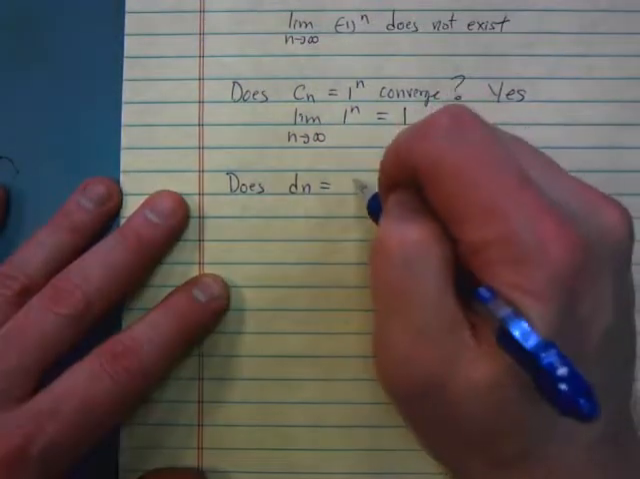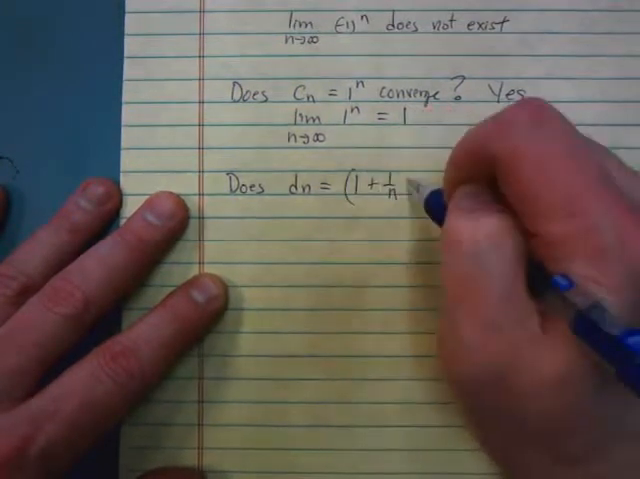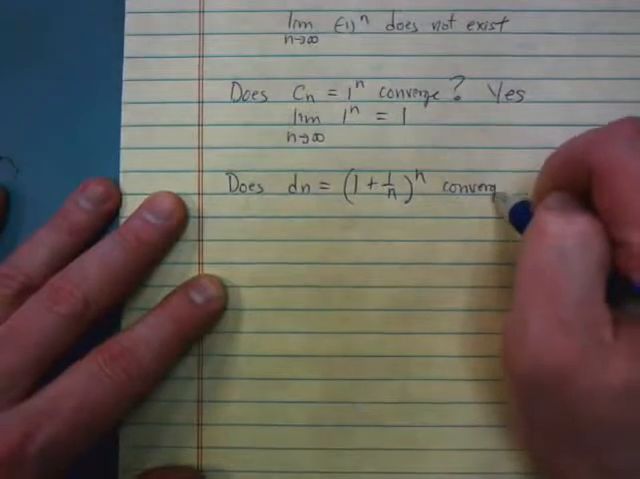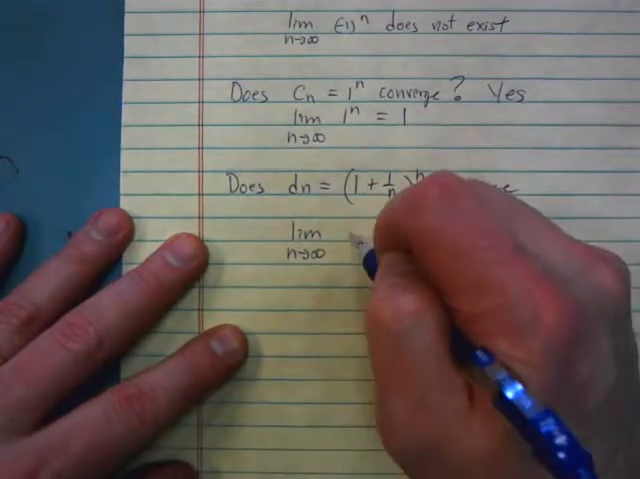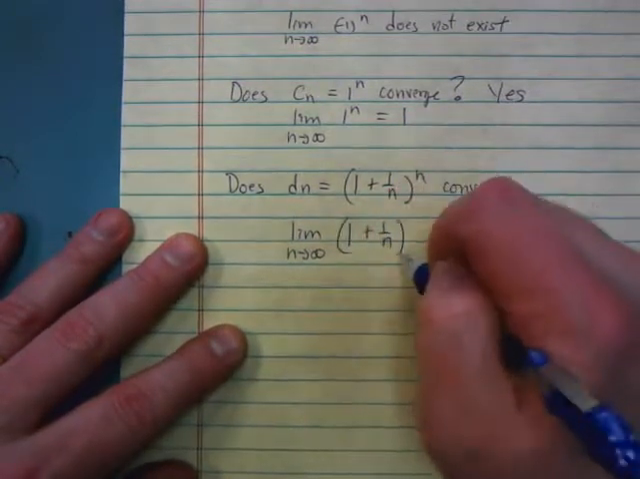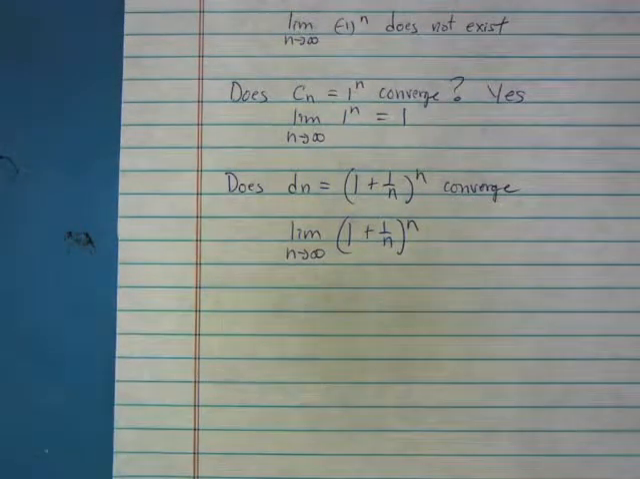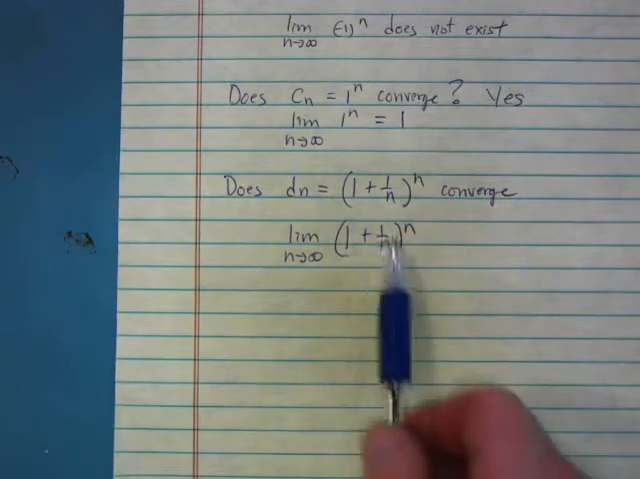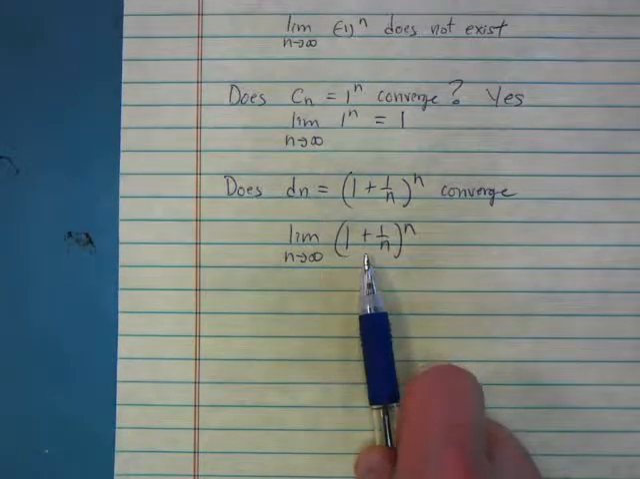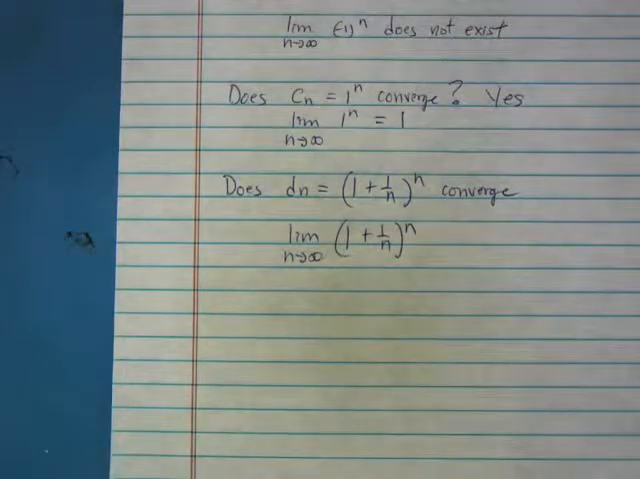Does d sub n equal 1 plus 1 over n, to the n, converge? So now we're in a slightly different situation. Now I have the limit as n goes to infinity of 1 plus 1 over n, to the n. This one is indeterminate. It's in the form 1 to the infinity, but this is not exactly the number 1 inside here. It gets really, really close to 1. Converge, yes or no?